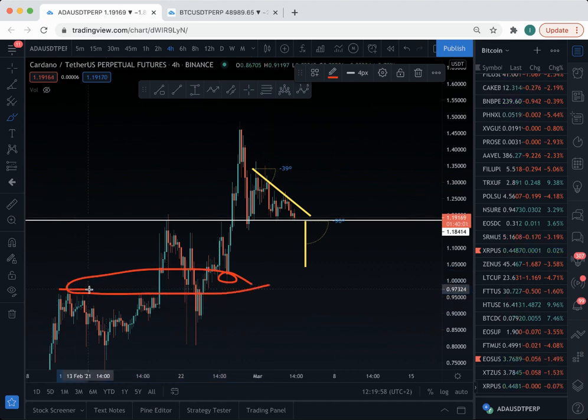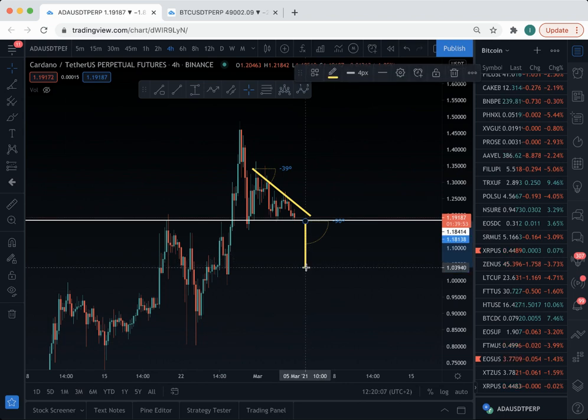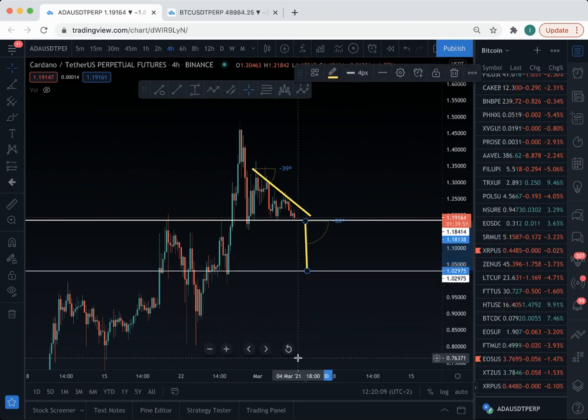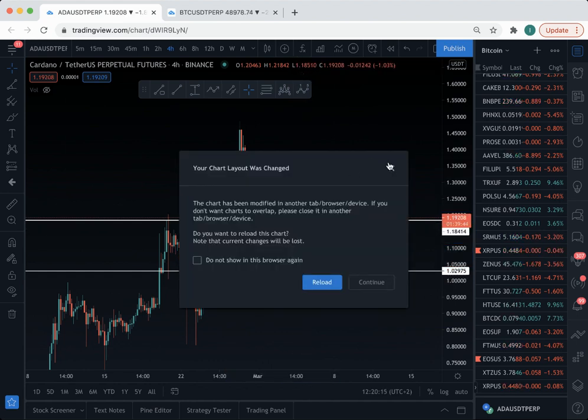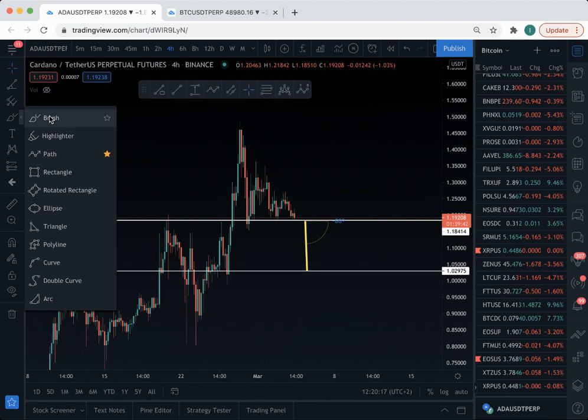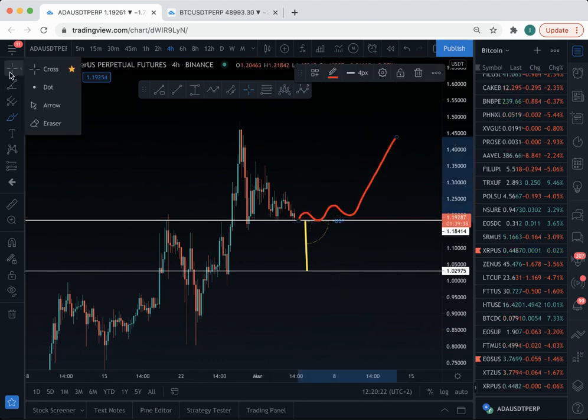So there's support right here, so it lines up perfectly between those two. That would essentially be the target. It's probably a little bit longer, probably something like that. This would be the target, 1.02. That's the bear scenario, of course. The bullish scenario is we consolidate a bit more, and then we shoot up. That could be the bullish scenario.